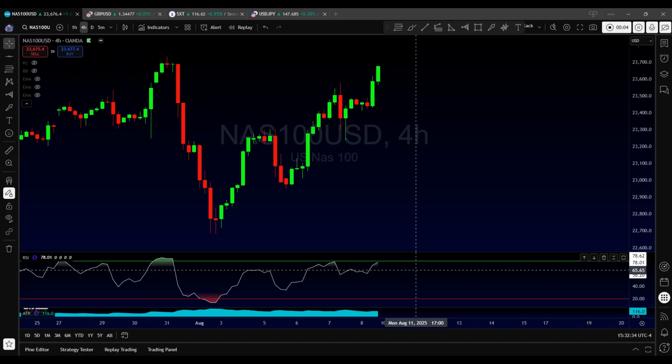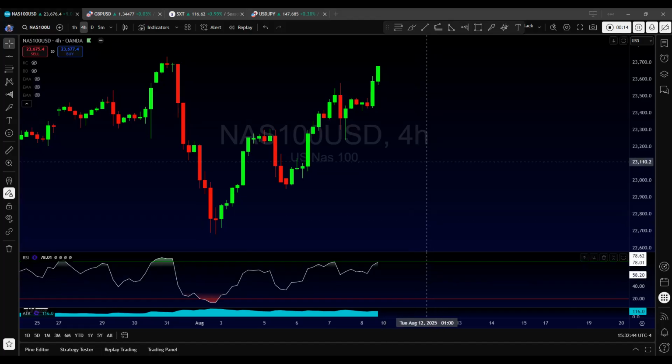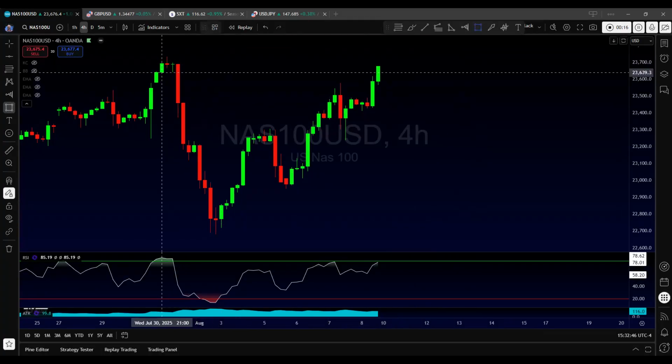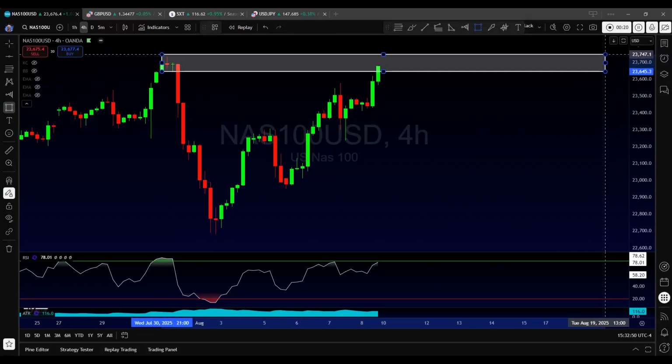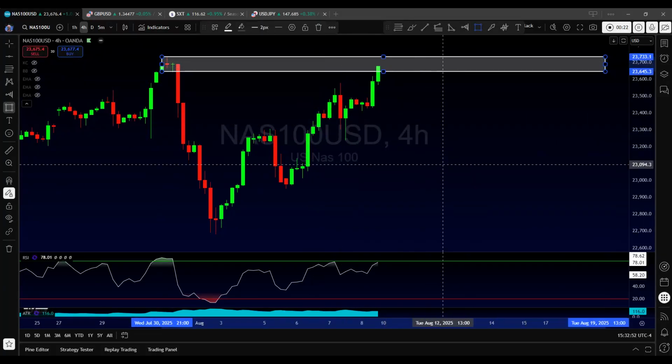This time we're going to be on the NASDAQ on the 4-hour chart. And what we have is an advanced pattern formation coming into a level of structure. So first and foremost, let's take a look at our highs right here. You can see that price action ended last week, currently testing this level.